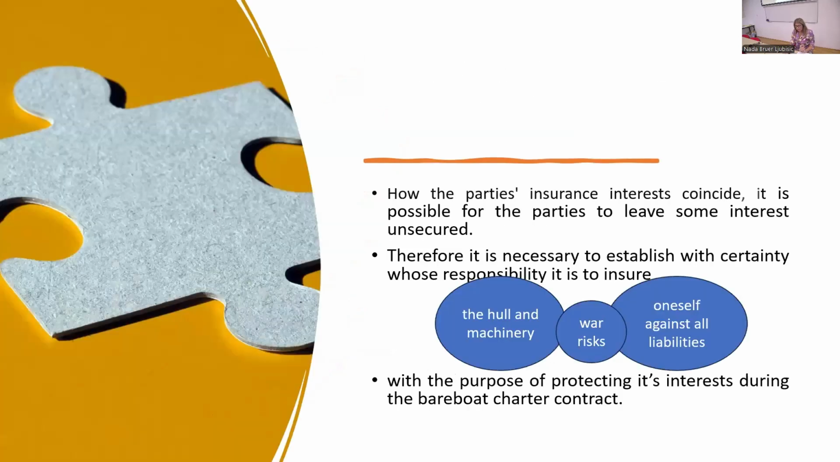Also, I have to highlight one more thing, and that is how the parties' insurance interests coincide. It is also possible for the parties to leave some interest unsecured. Therefore, it is necessary to establish with certainty whose responsibility it is to insure hull and machinery, insure against war risk, and insure oneself against all liabilities, with the purpose of protecting its interests during the bareboat charter contract.